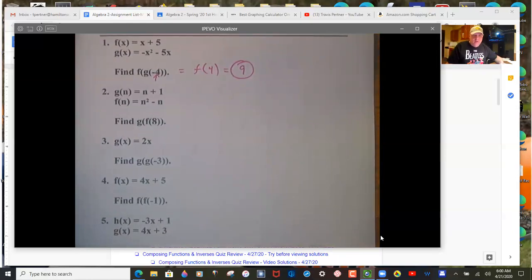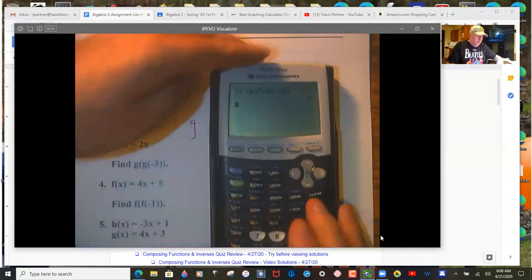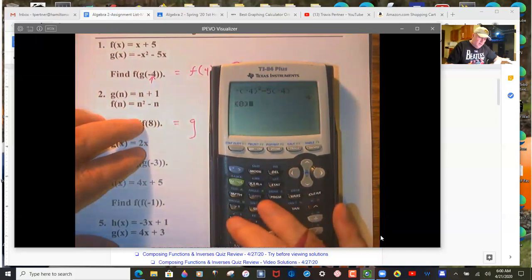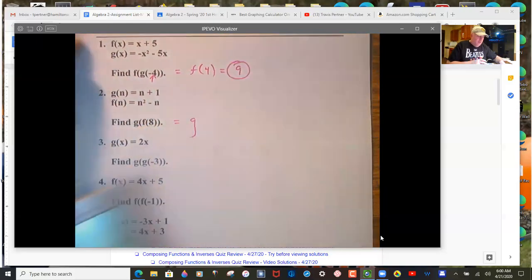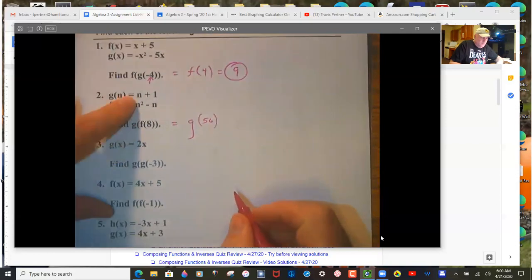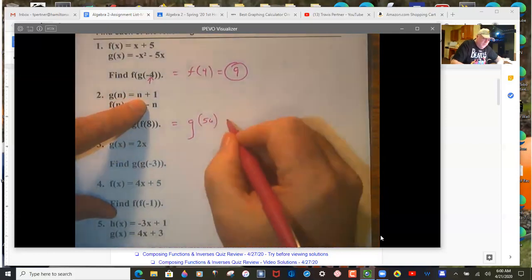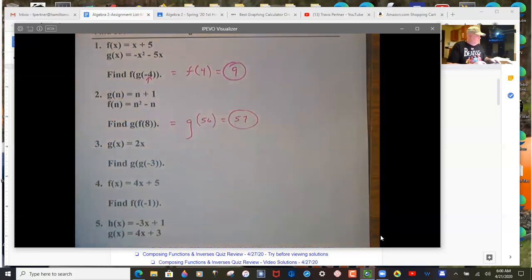So g of f of 8. Well, we want to know what is f of 8 first. So 8 goes in. Again, parentheses is nice. That's 56. So we're doing g of 56, and so 56 goes into the g function. Then you add 1. That becomes 57.